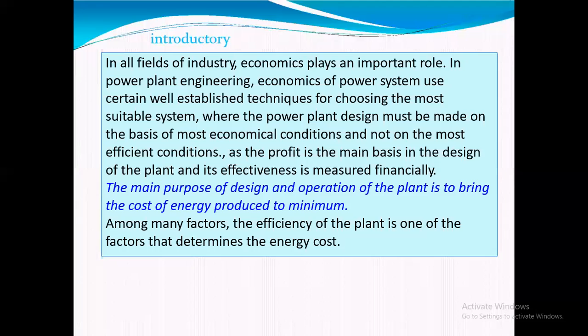You need to understand the economics of a power plant also. Being an electrical engineer, you need to understand the economics of power plants, especially thermal power plants, because most of the thermal power plants installed in our country are based on conventional thermal power plants. It is not only for thermal power plants, but even for nuclear power plants also.